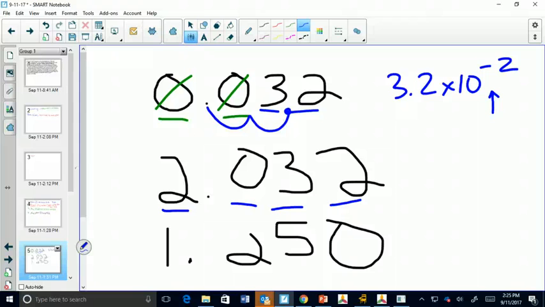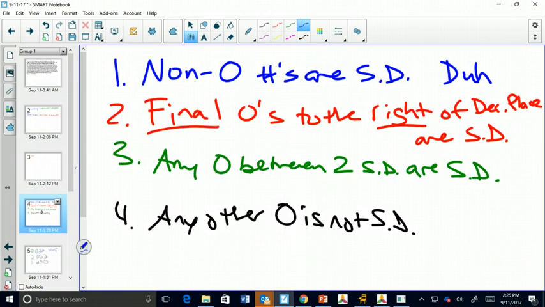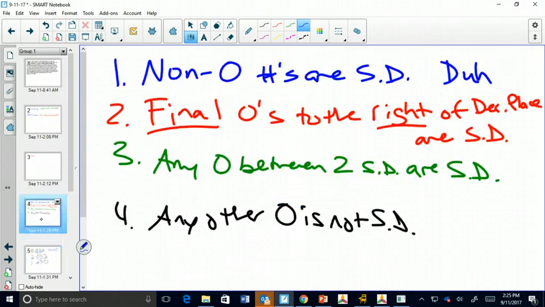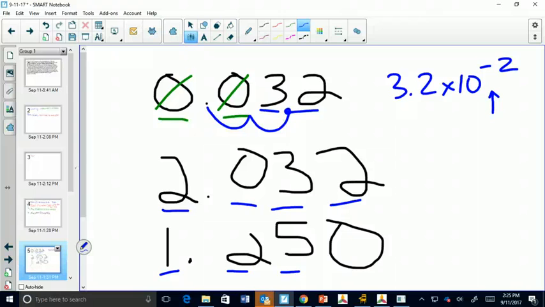4, right? Because 1, 2, 3. And how about that 0? Is it significant? Well, does it fit the rule? Is it between 2 significant figures? No. Okay. Is it a final 0 to the right of a decimal place? It is. So therefore, that is also.